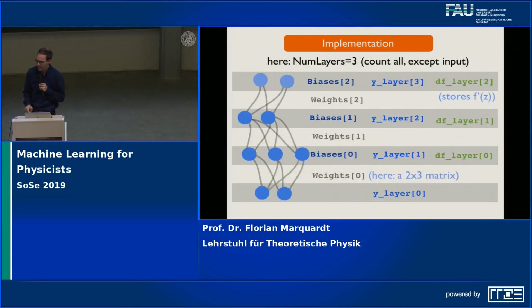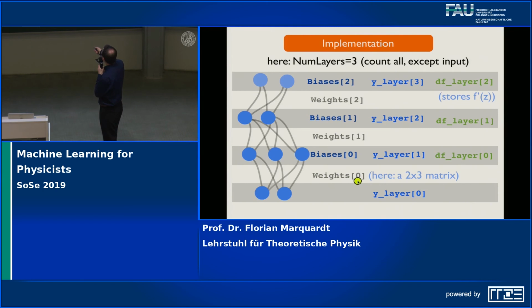Okay. So, well, if you wanted to implement it, just to be very concrete, you would store all the weights, which are, remember, matrices of different dimensions, depending on the layer. You would store them in a list in Python. A list can hold different objects, even matrices of different dimensions. So that's perfectly fine, and the same for the biases and for the values y in the layers and so on.